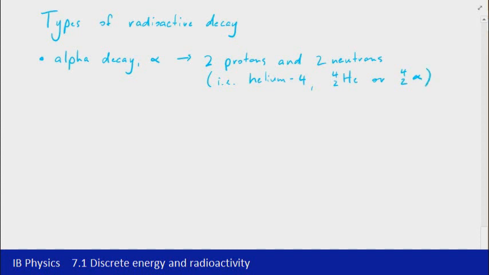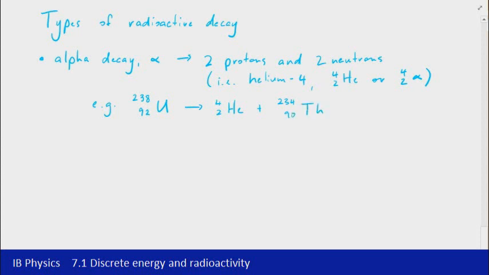Now if we were going to represent that as an example, so the isotope uranium-238 has a symbol of U with 238 at the front and 92 being the atomic number. That would decay by alpha by emitting an alpha particle, so 4,2He, and the remaining stuff that's still in the nucleus would then become thorium-234.